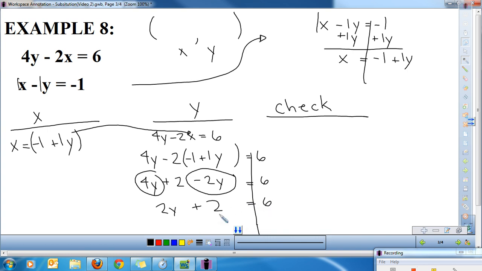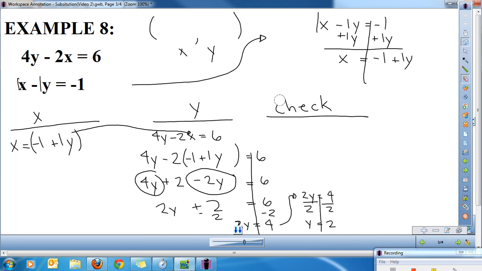I want to solve for y. So first I'm going to undo my plus 2, and I get 2y equals 4. I'm going to rewrite this up here because we ran out of room. I have 2y equals 4. Now to get my y alone, I know that we're multiplying by 2, so I'm going to divide by 2 on both sides, and I get that y equals 2. Okay, I think that y is 2.